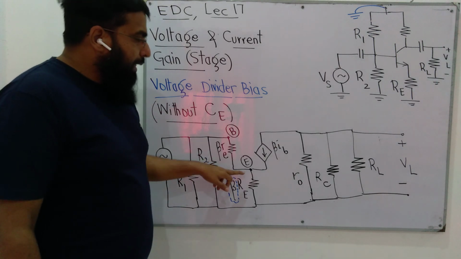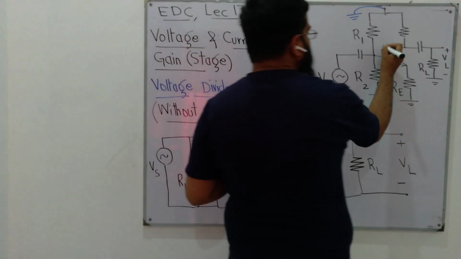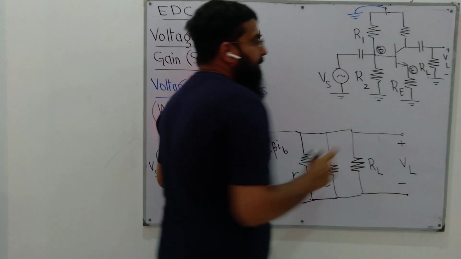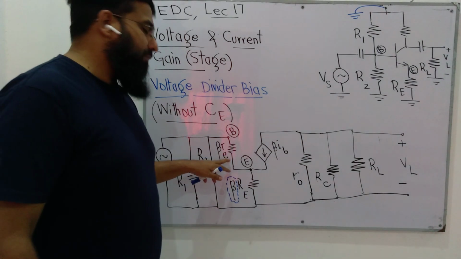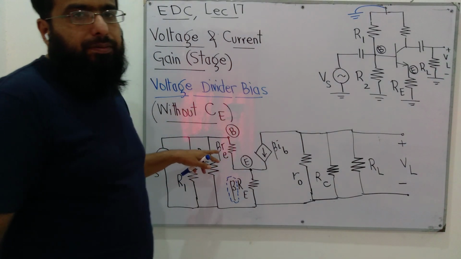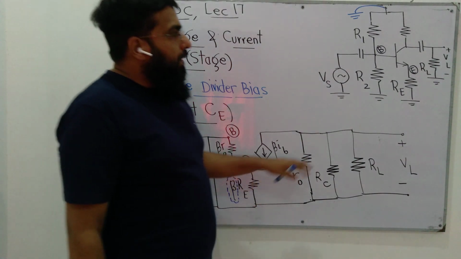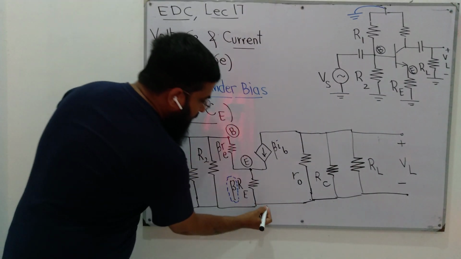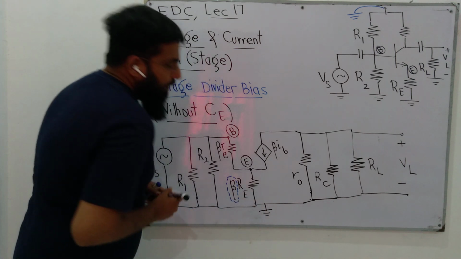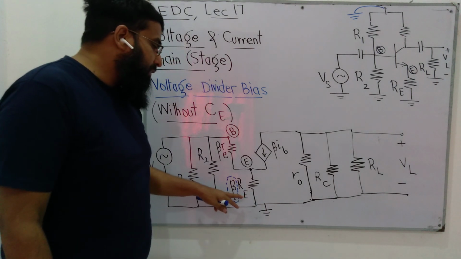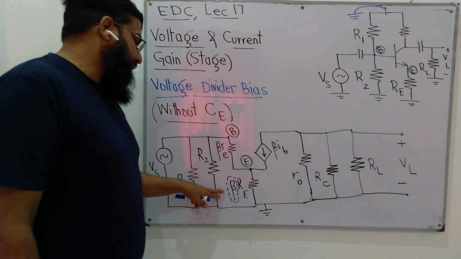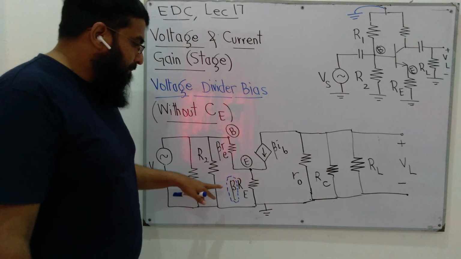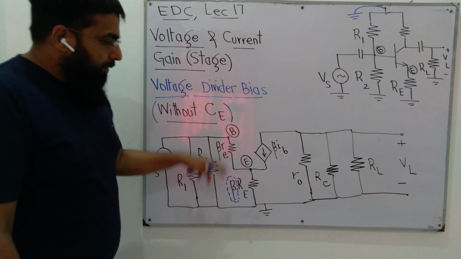Between the base and emitter terminals, we have only re. When seen on the base side, it is multiplied with beta. And from emitter to ground, we have a resistor RE. When seen on the base side, it is multiplied with beta. When seen on the output side, it isn't multiplied with beta. So therefore, I have put beta in a dotted circle.